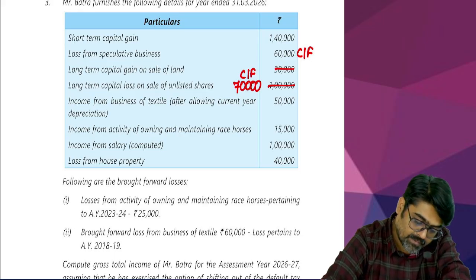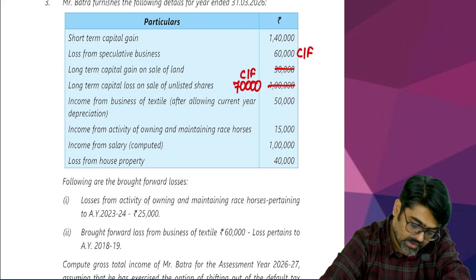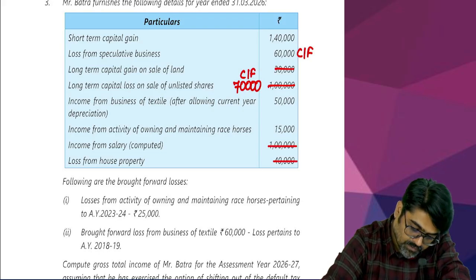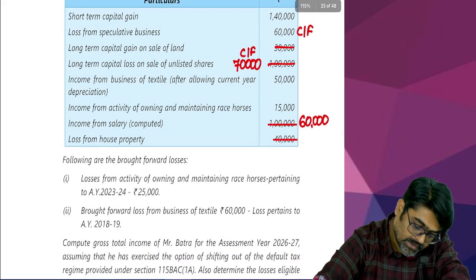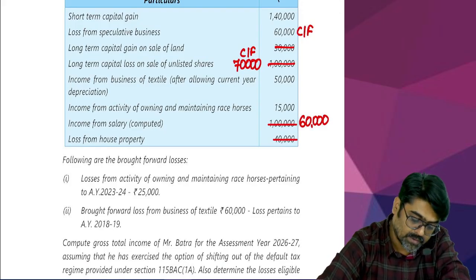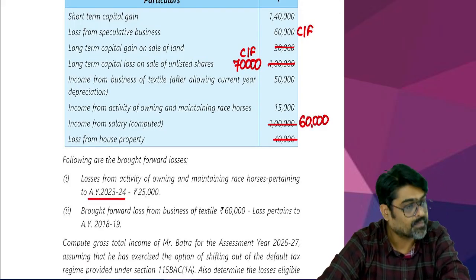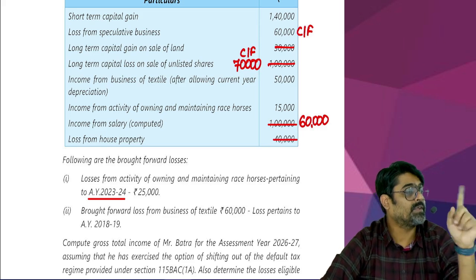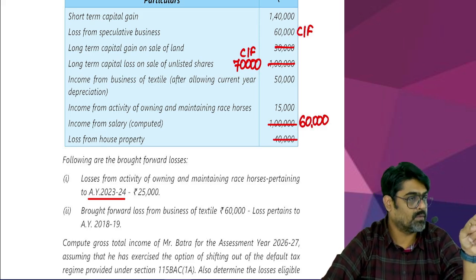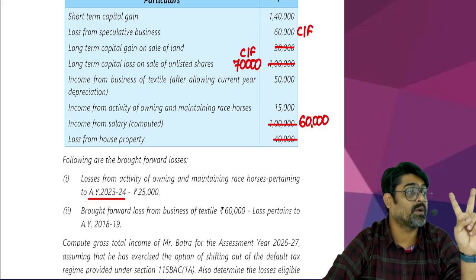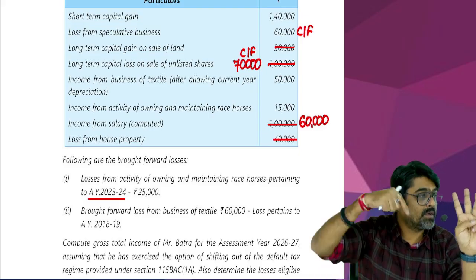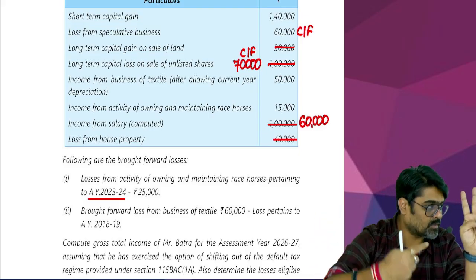Income from activity of owning and maintaining resource. Income from salary and loss from house property. Can you set off your house property loss from salary income? Set off. Salary will be 60,000. So first of all tell me, they are saying that loss from an activity of owning and maintaining resource pertaining to assessment year, convert. Which previous year? 22-23. Carried forward for the first year in previous year 23-24, previous year 24-25, previous year 25-26. Third year this loss will be carried forward.